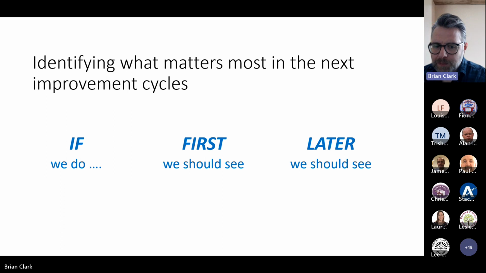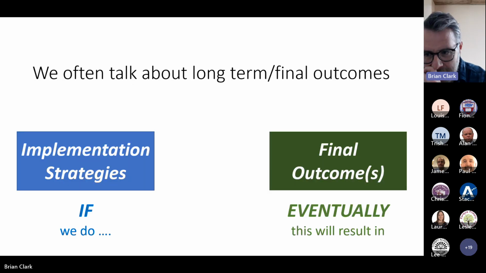So traditionally, what we want to do is we should be looking at, in one cycle, if we do this thing, then first we should see these changes happening with our learners or staff. And then a bit later on, we should see the following things happening with our learners and staff. Because traditionally, when we do improvement planning of any sort, we say, here's our implementation strategy that says, right, we're going to do this. If we do these things, we expect this to be the outcome. So if we do these things, eventually we're going to see this.